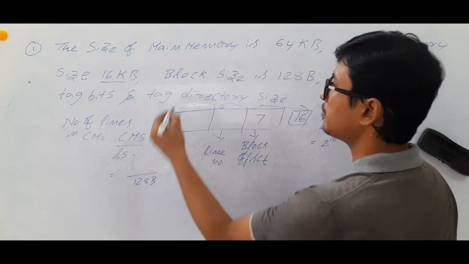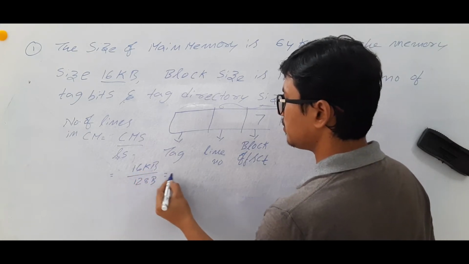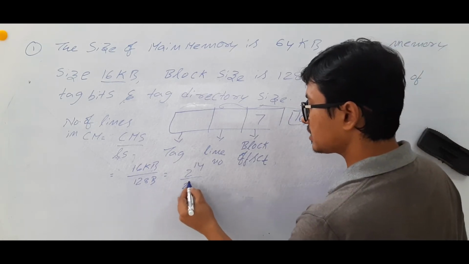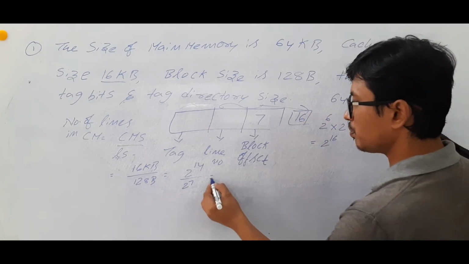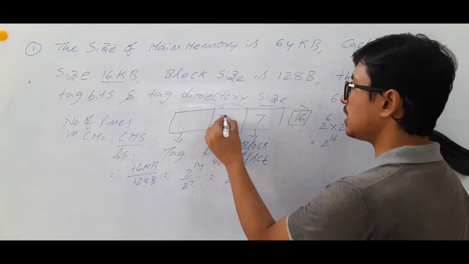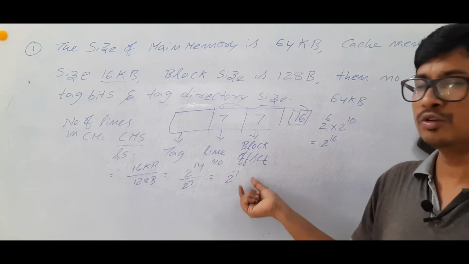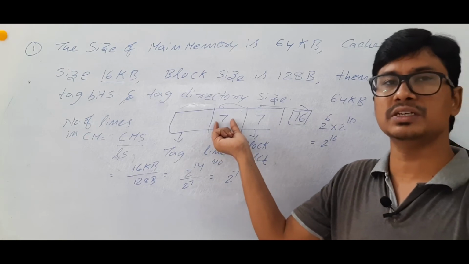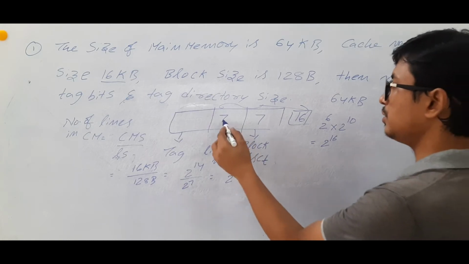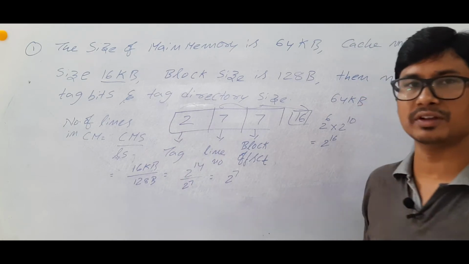And what is the cache memory size they have given? 16 KB. So 16 KB can be written as 2 power 14 and 128 bytes can be written as 2 power 7. So 2 power 14 by 2 power 7 is equal to 2 power 7. So 7 bits are required for the line number. How many lines are there? 2 power 7 lines are there. 2 power 7 lines can be identified using 7 bits. So out of the total 16 bits, 14 bits are allocated for the line number and block offset. So the remaining 2 bits are for the tag.